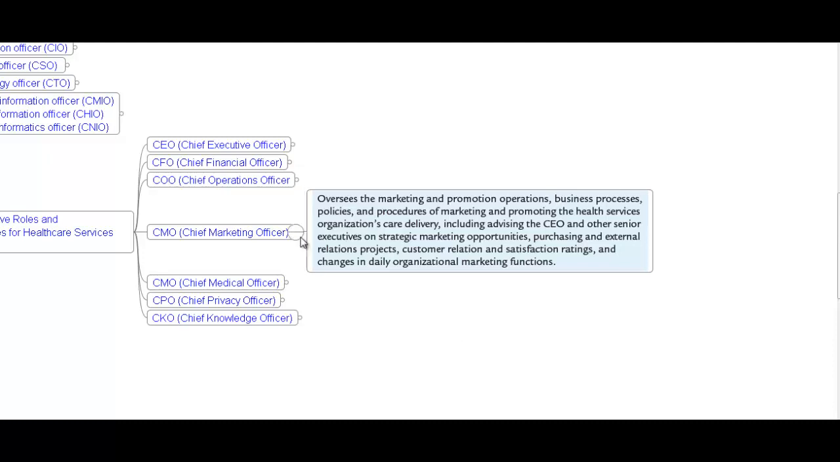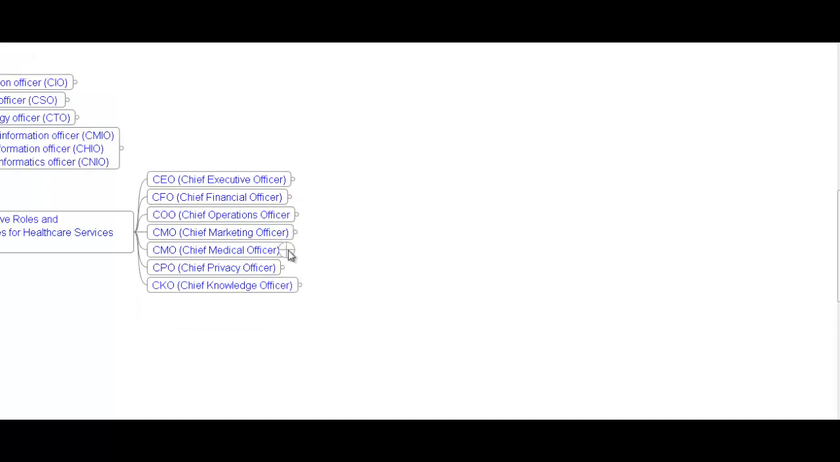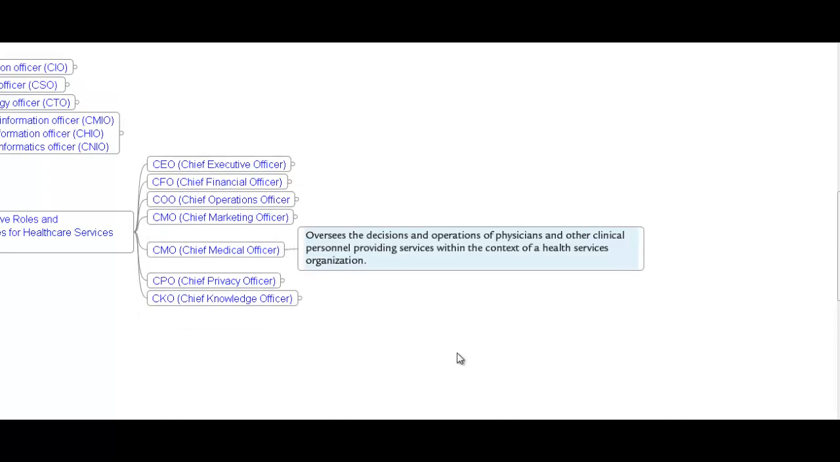Let's see the other. The Chief Medical Officer oversees decisions and operations of physicians and other clinical personnel providing services within the context of health services organizations.